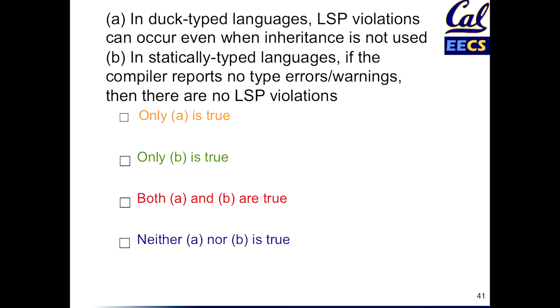So here's a question about that. In duck-typed languages like Ruby, LSP violations can occur even when inheritance is not used. And here's another statement. In statically typed languages like, say, Java, if the compiler reports that there's no type errors and no type warnings, then there's no violations of LSP. So which of those statements, or possibly both, or possibly neither, are true?